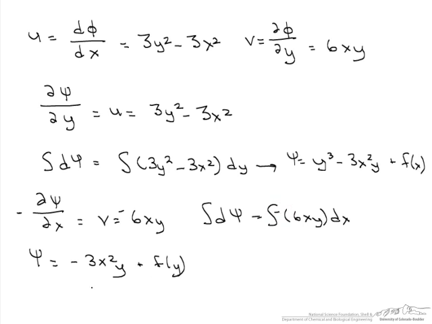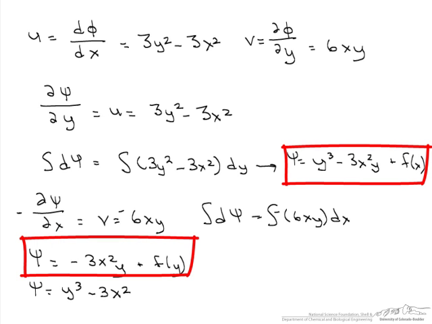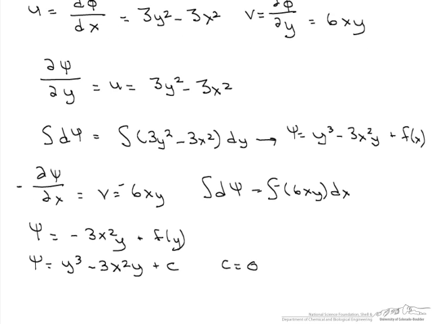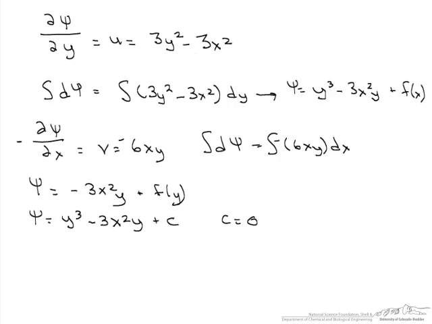So now let's put our answers together, and what we end up with is a stream function that is y cubed minus 3x squared y, which appears in both of our two equations for the stream function, plus some c, which at this point we're going to call 0. Now that we've figured that out, let's go back and see if this velocity potential is possible.